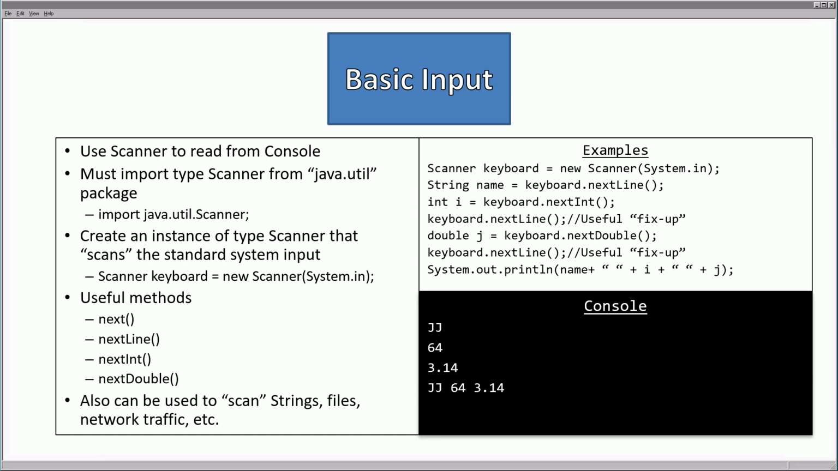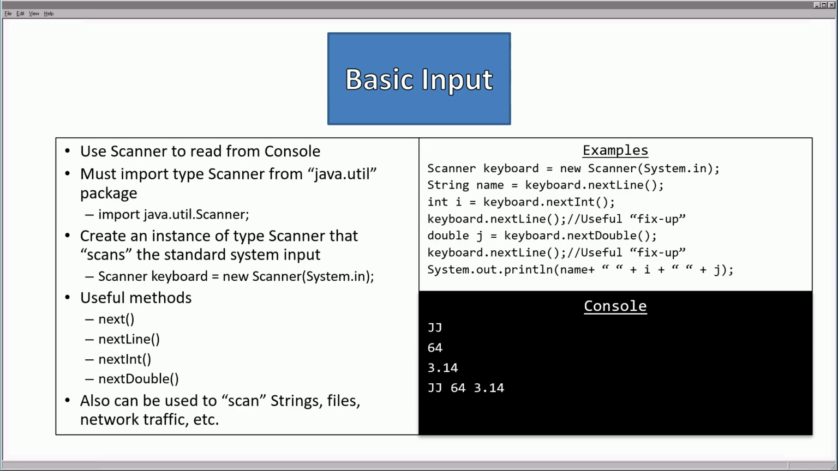Basic input can be achieved by using the Scanner. Before we can use the Scanner, we must include java.util.Scanner at the beginning of our file. This allows us to create an instance of this type Scanner that scans the standard system input. As you can see right there, this is declaring a new instance of this type Scanner that we call keyboard. And then we construct it, tying it together to the standard system input, in other words, what's read in from the console.